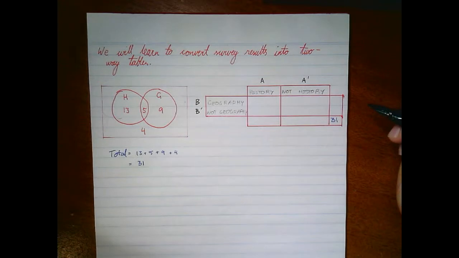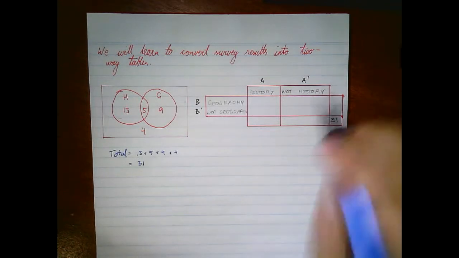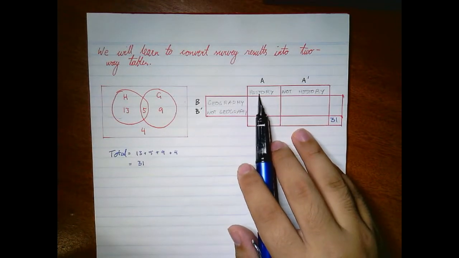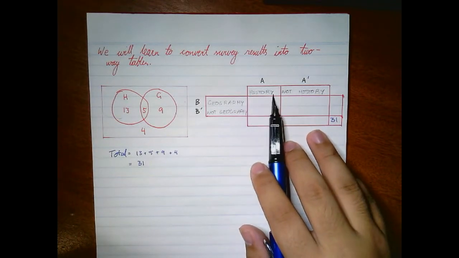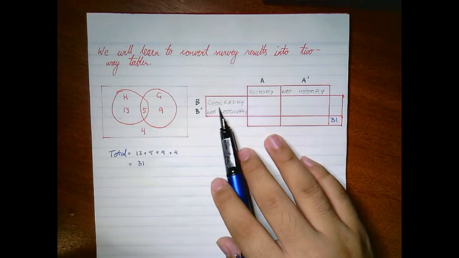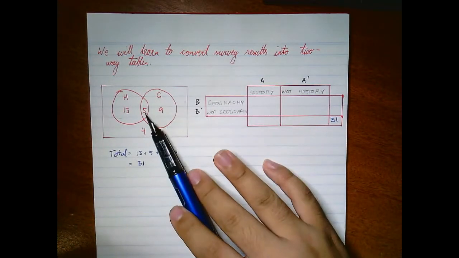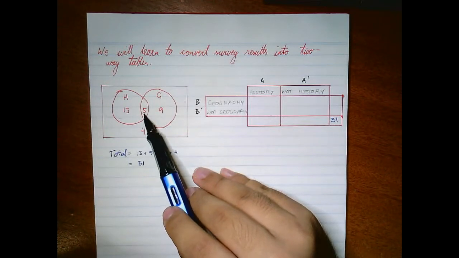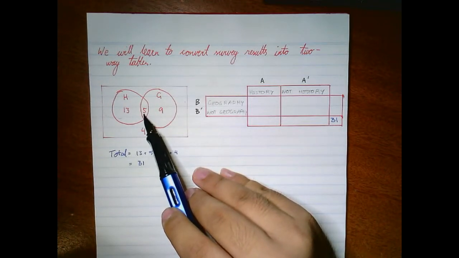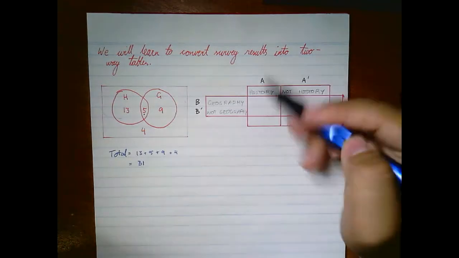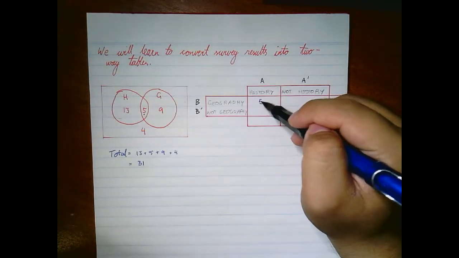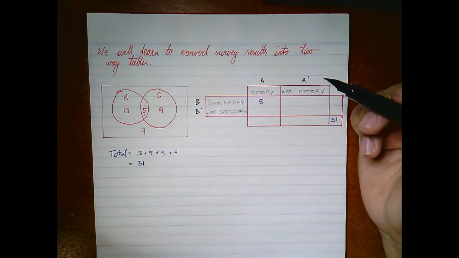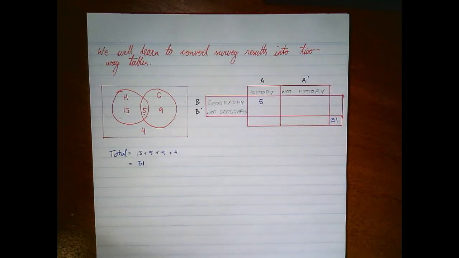The next easier one to do is this intersection here, because look, it's the crossing between those who studied history and those who studied geography. It's already there for us, this number here, 5. That 5 should go there. Now those are the more obvious ones.